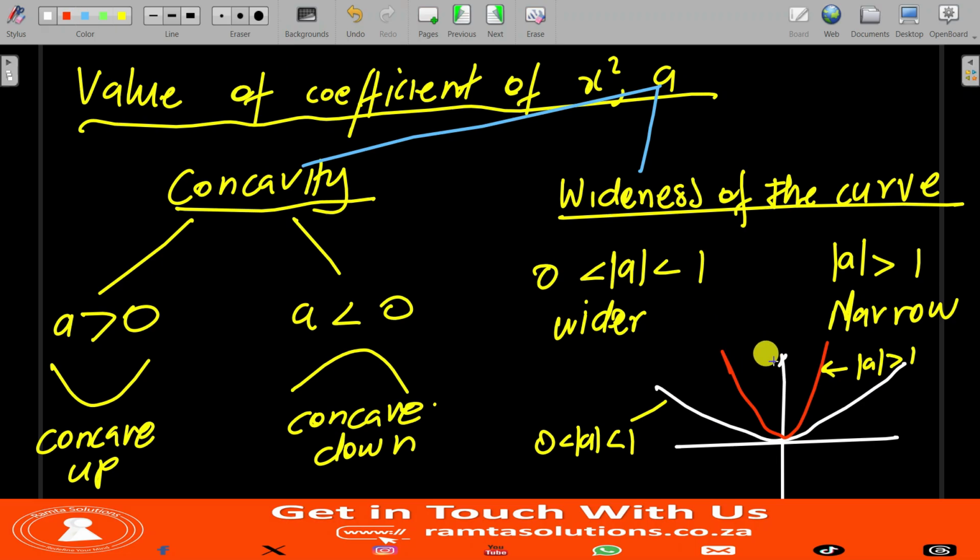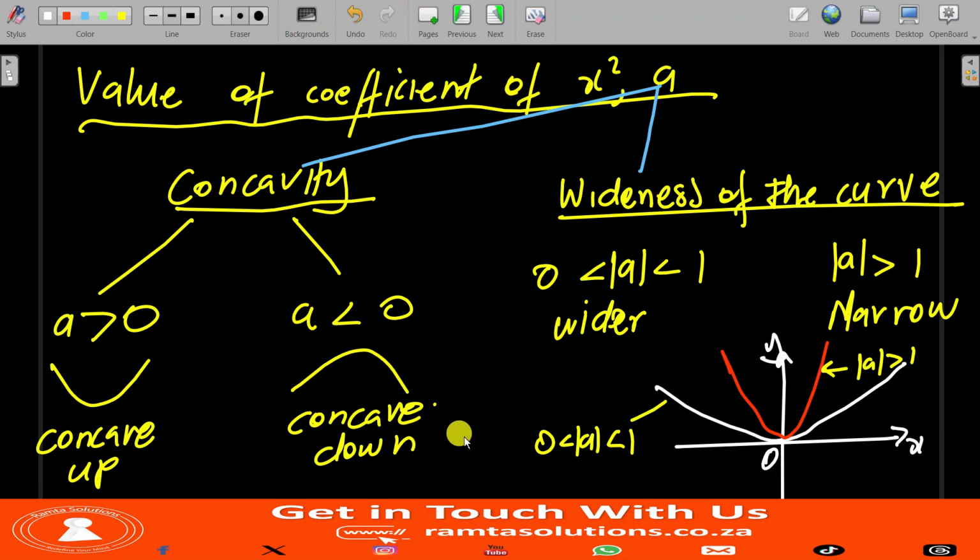Do you see now that when the absolute value of a is greater than 1, it is narrow, meaning the curve approaches the y-axis. And when the absolute value of a is greater than 0 but less than 1, it is stretched out from the y-axis.